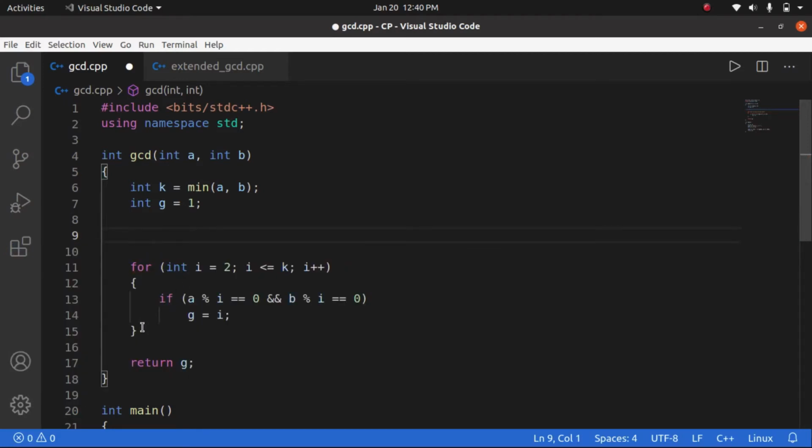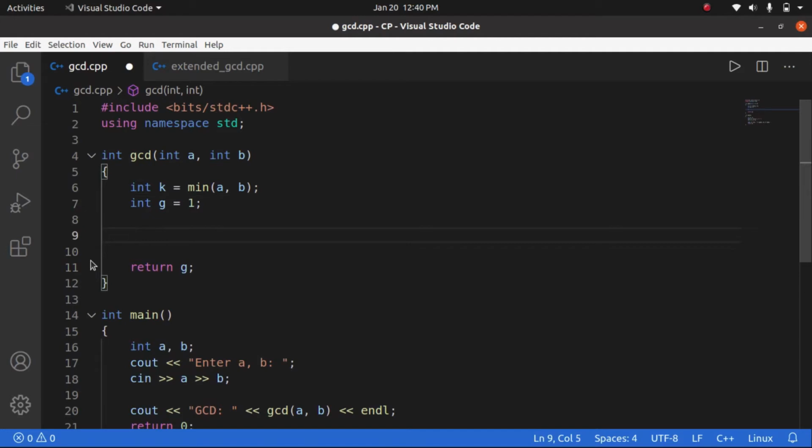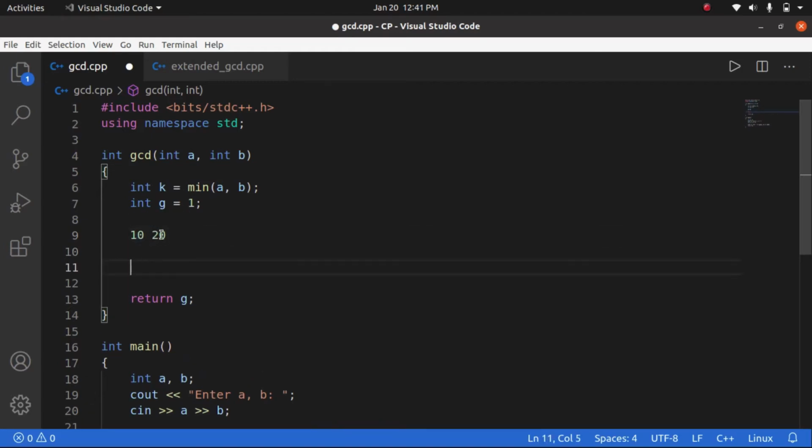Now there is another method that takes less time, and that is the mathematical method of Euclid. This method gives us a rule that if we subtract the smaller number from the bigger number, the GCD of the initial two numbers and the GCD of the current two numbers after subtracting are not different. For example, say we are given 10 and 20. If we subtract 10 from 20, we get 10 and 10. Now the GCD of these two numbers is 10, and the GCD of the other two numbers is also 10. So GCD is not changing after subtracting.